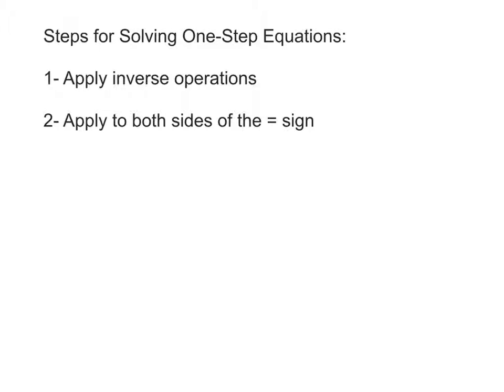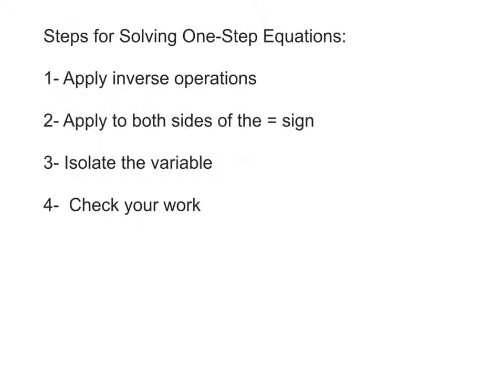Step 2 is to apply your math to both sides of the equal sign. Whatever you do to one side, you must remember to do to the other. Step 3 is to isolate the variable. Our goal is to get the variable alone. Step 4 is to take the number you just solved for and plug it back in and check your work.